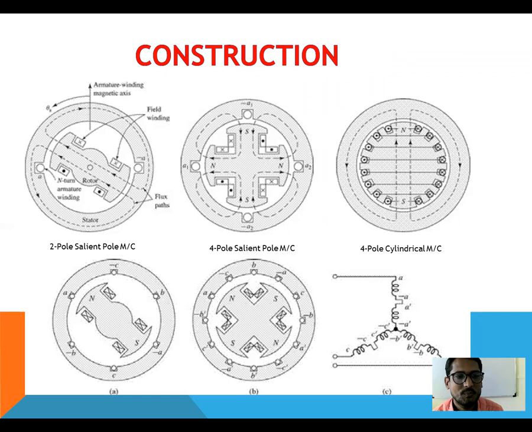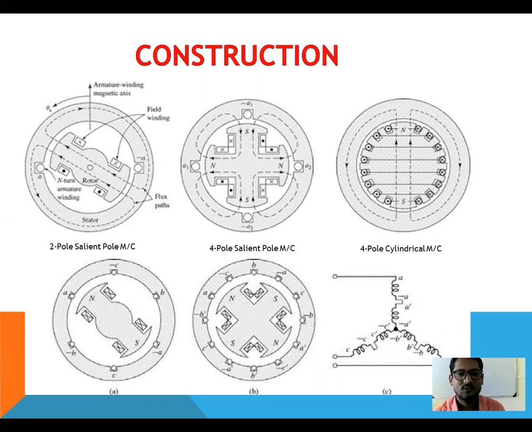Here I show you a two pole salient pole machine. It consists of only two poles. The armature winding is placed on the stator while the field winding is placed on the rotor. You observe here, in the case of a two pole machine, there are only two poles on the armature as well as the rotor.